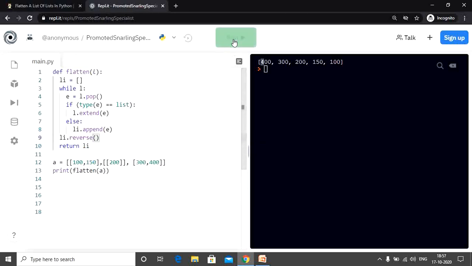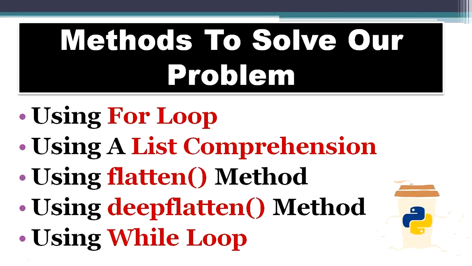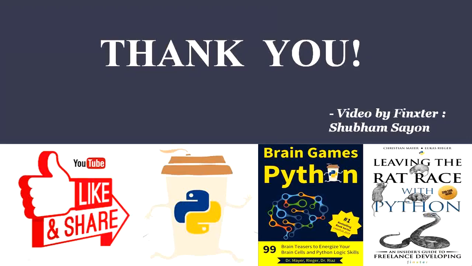Now let's check the output, and there we go. We have the desired output. Now that pretty much brings us to the end of this video. I hope you liked it and you understood how to flatten a list of lists in Python.